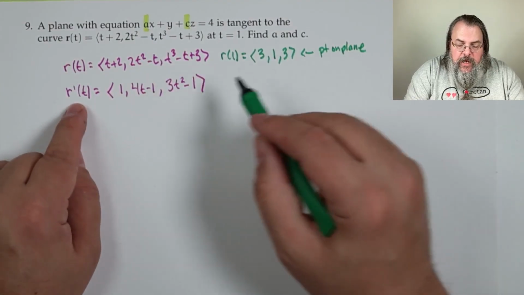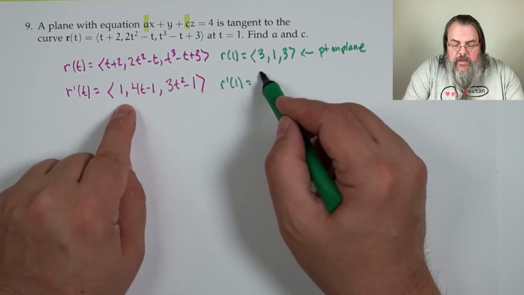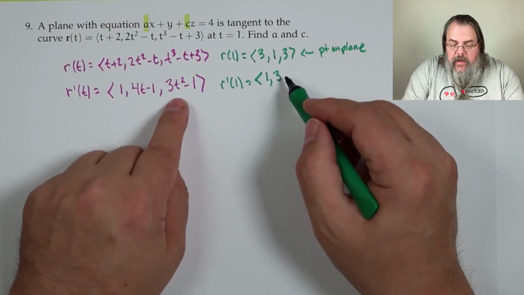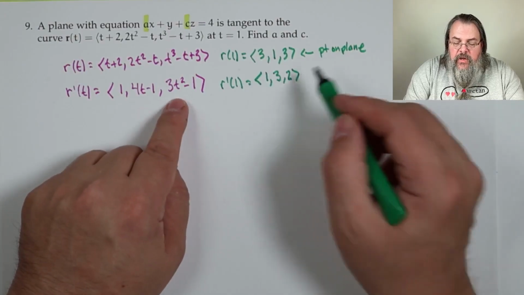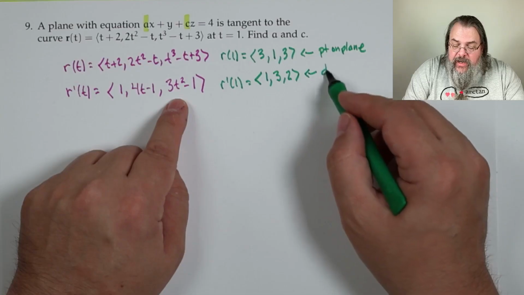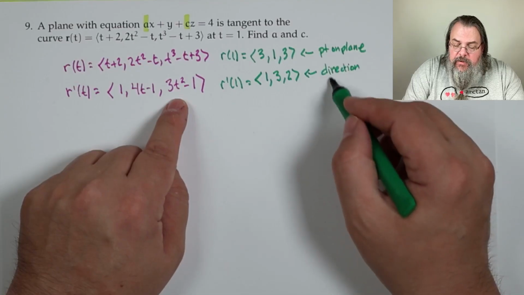Now, r prime of t is (1, 4 minus 1 makes 3, and 3 minus 1 makes 2). What is this? It's a vector. So this is a direction. Now, what is it? It's a direction in the plane.